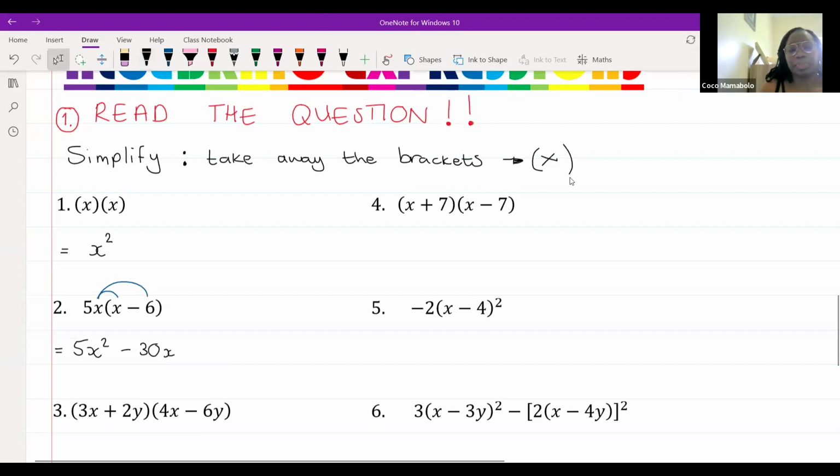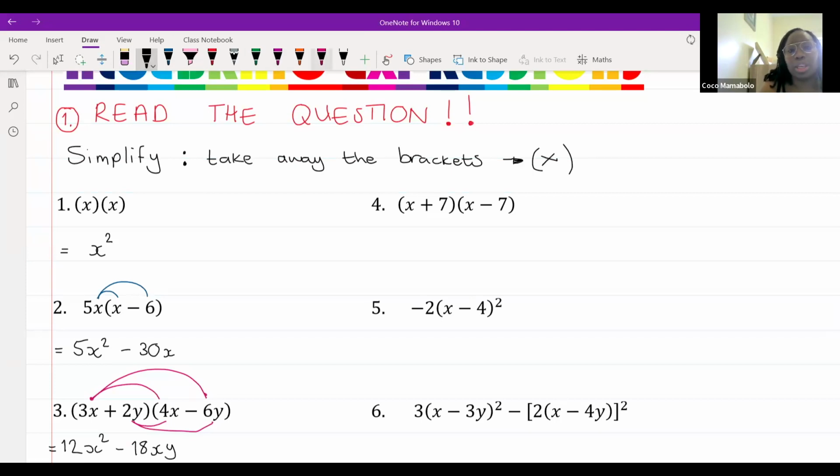All right. If we look at number 3, I know that I've got 2 binomials being multiplied with each other. So in number 3, we're going to have to use FOIL. First, outer, inner, last. Let's do the firsts. First with first is going to give me 12x squared. And then outer, 3x times negative 6y is going to give me negative 18xy.